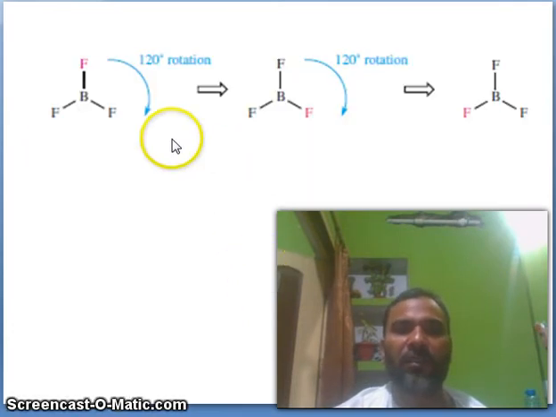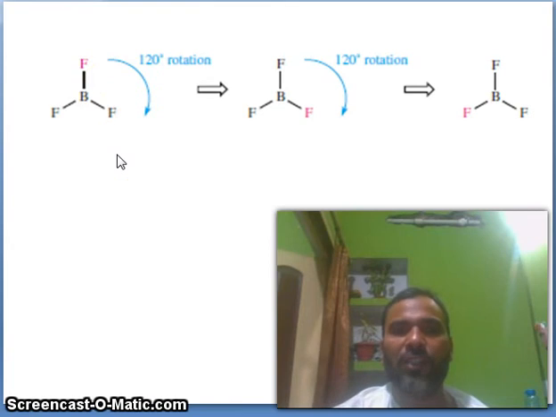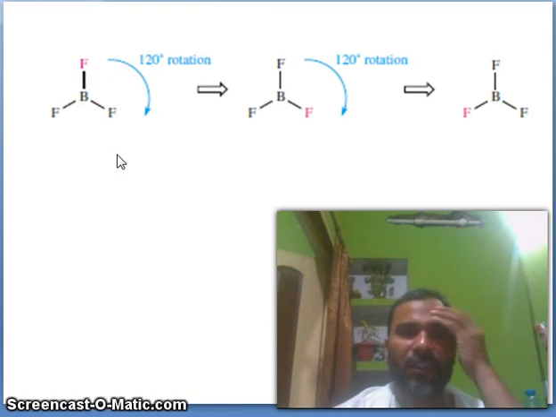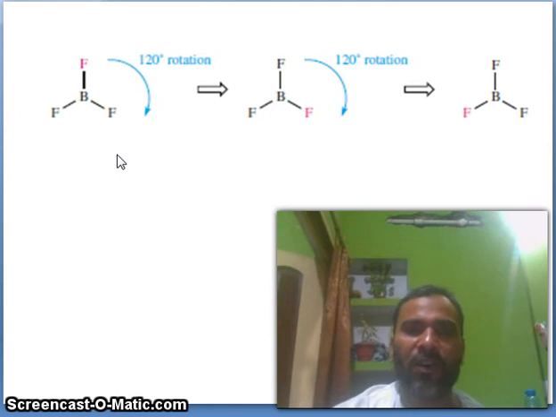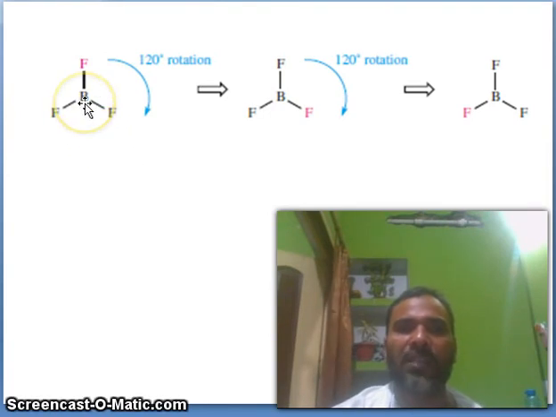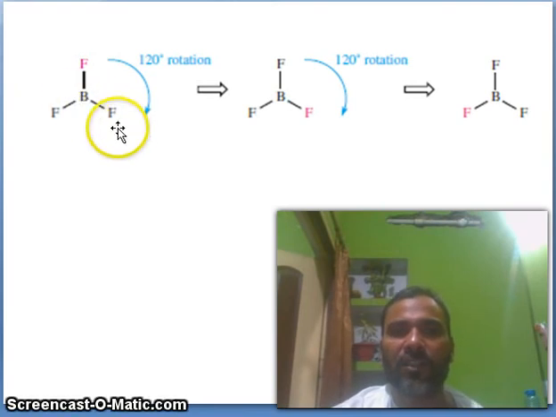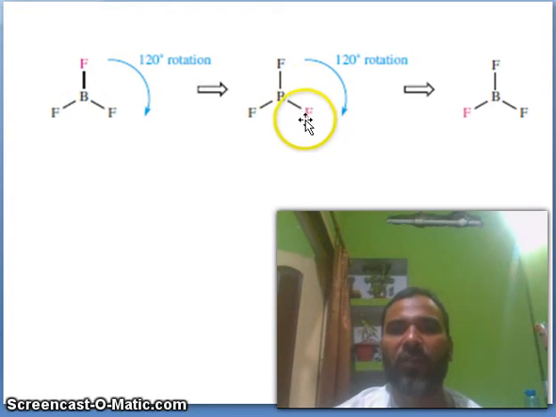Look at the BF3 molecule and choose your rotation axis. So you have two axes of rotation here. One is the principal axis, another one is the C2 axis. The principal axis passes through boron. If you rotate this molecule through C3, meaning 120-degree rotation, this F will come here, and if you rotate further, then this F will come here.